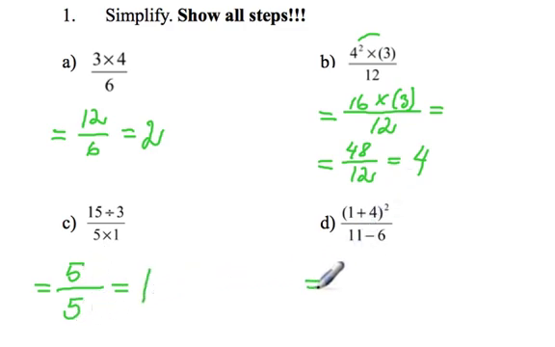Question D. We have 1 plus 4 and then squared. So we have to perform the operation in the bracket first. 1 plus 4 is 5. And we can also figure out the denominator. 11 take away 6 is also 5. Now we have the exponent. 5 squared equals 25, divided by 5. And 25 divided by 5 equals 5.